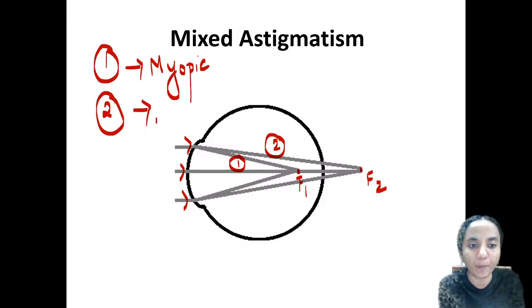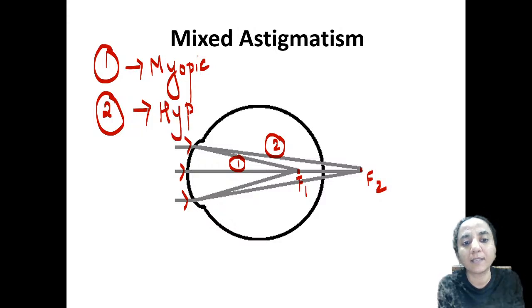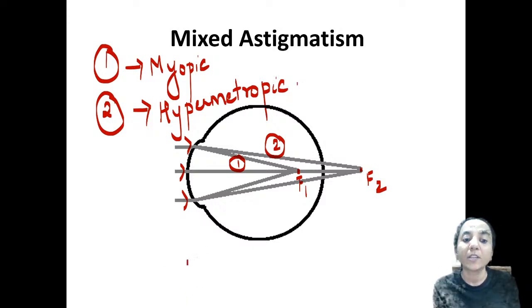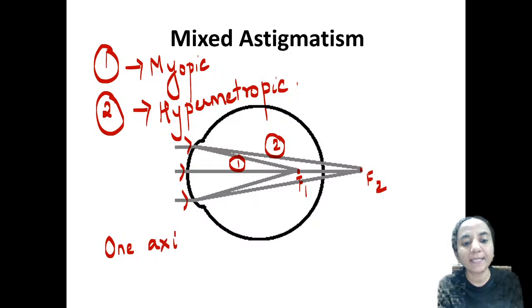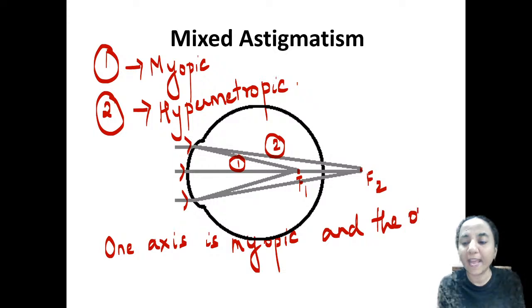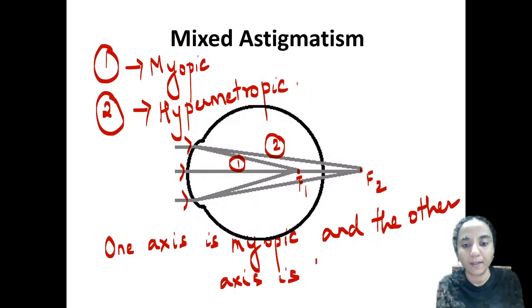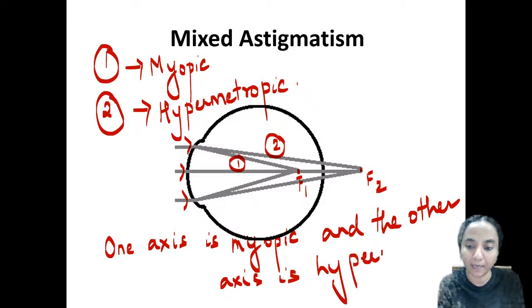Axis 1 is myopic, whereas axis 2 is hypermetropic. So this is mixed astigmatism. What is mixed astigmatism? Mixed astigmatism means one axis is myopic and the other axis is hypermetropic. So this is called mixed astigmatism.